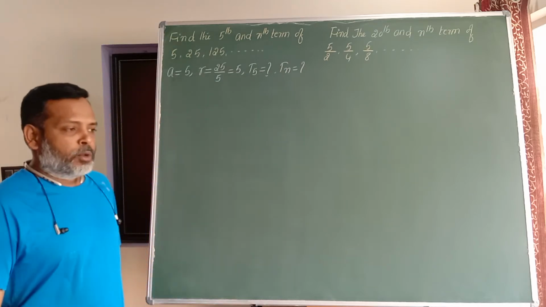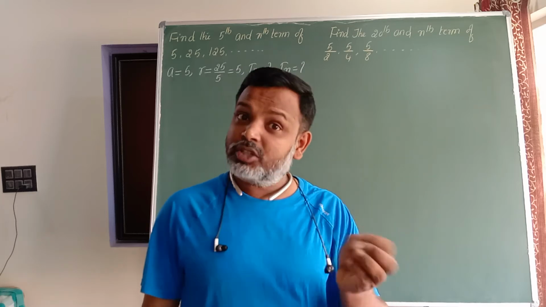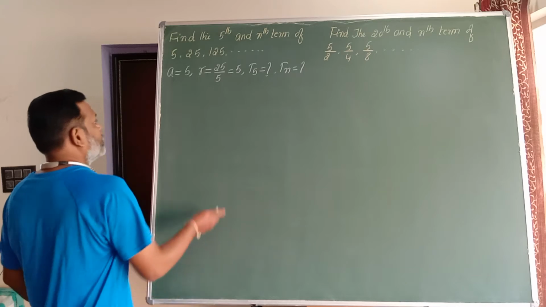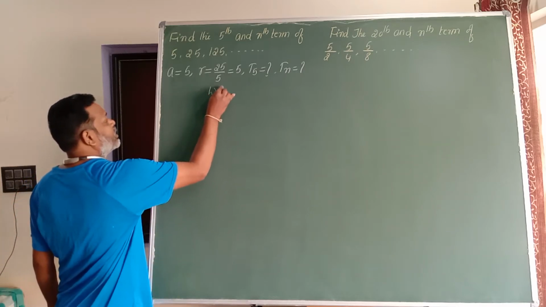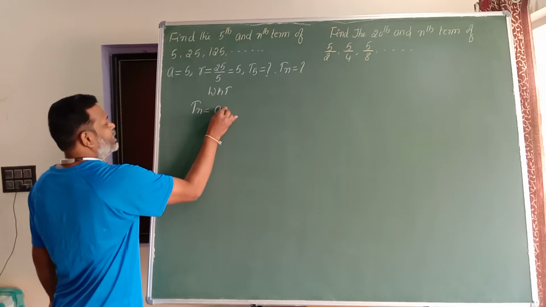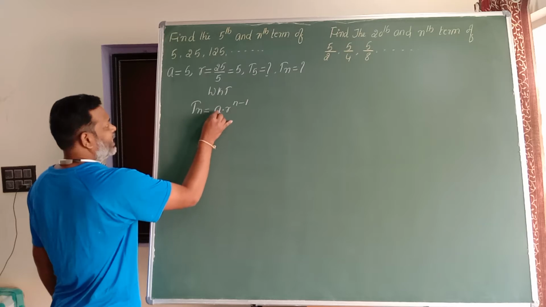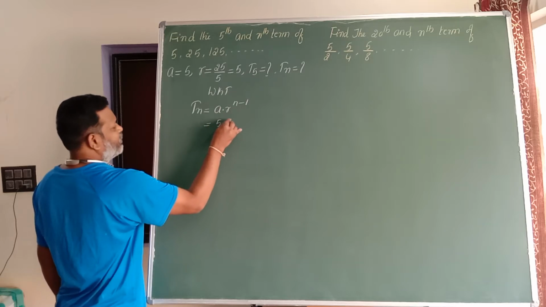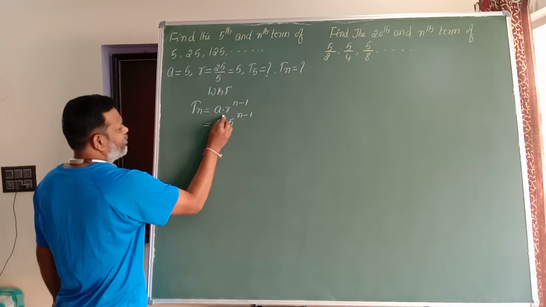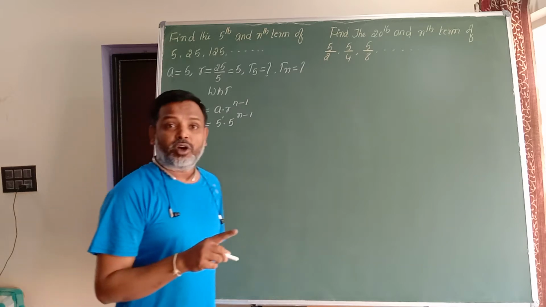Children, look here. When they are asking for both one particular term like the fifth term and also the nth term, first find out the nth term of the geometric progression. So we know that Tn is given by A into R power n minus 1. Now A is 5, into 5 power n minus 1. And use the concept: the power of 5 is 1 here. When there is no power, it is understood that the power is always 1.